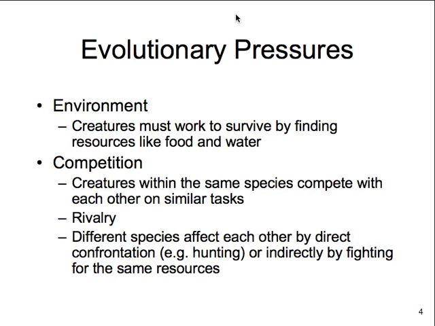So in terms of the evolutionary pressures, what we see are from the environment. So creatures must work to survive by finding resources like food and water. So some animals through time have evolved, and some have become extinct from being eaten by other animals or being somehow weeded out.